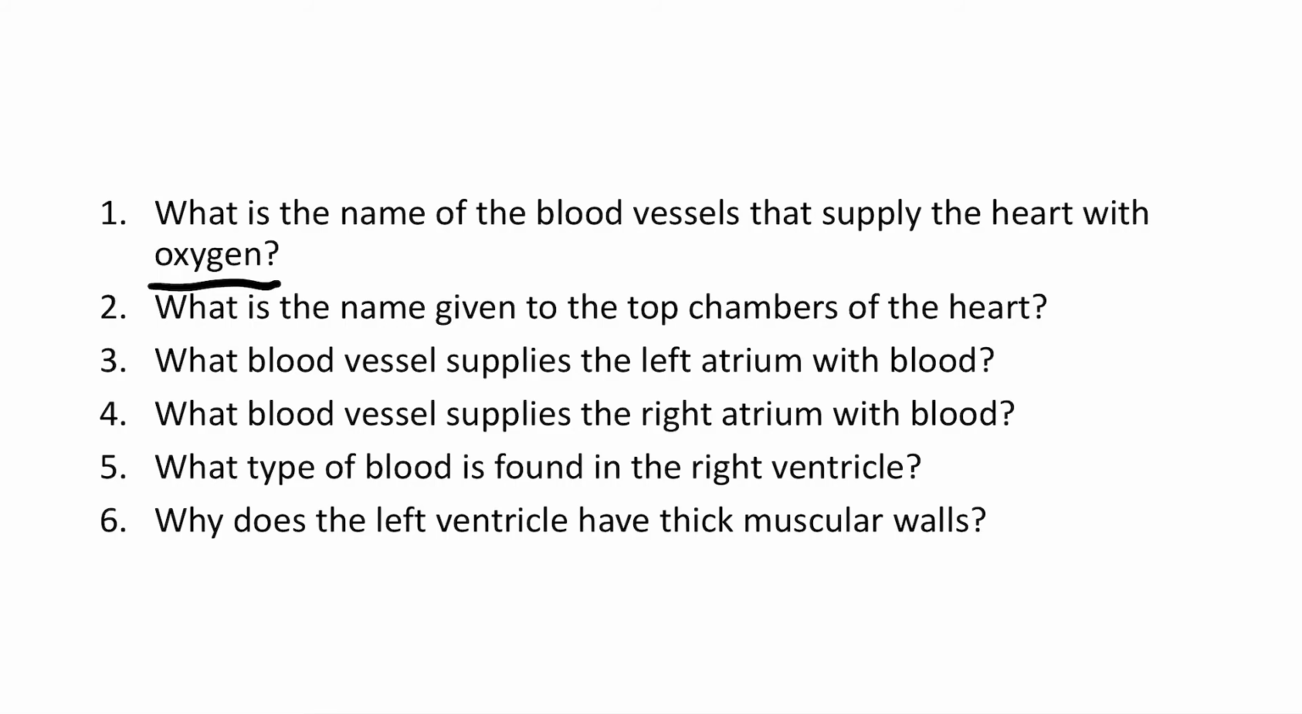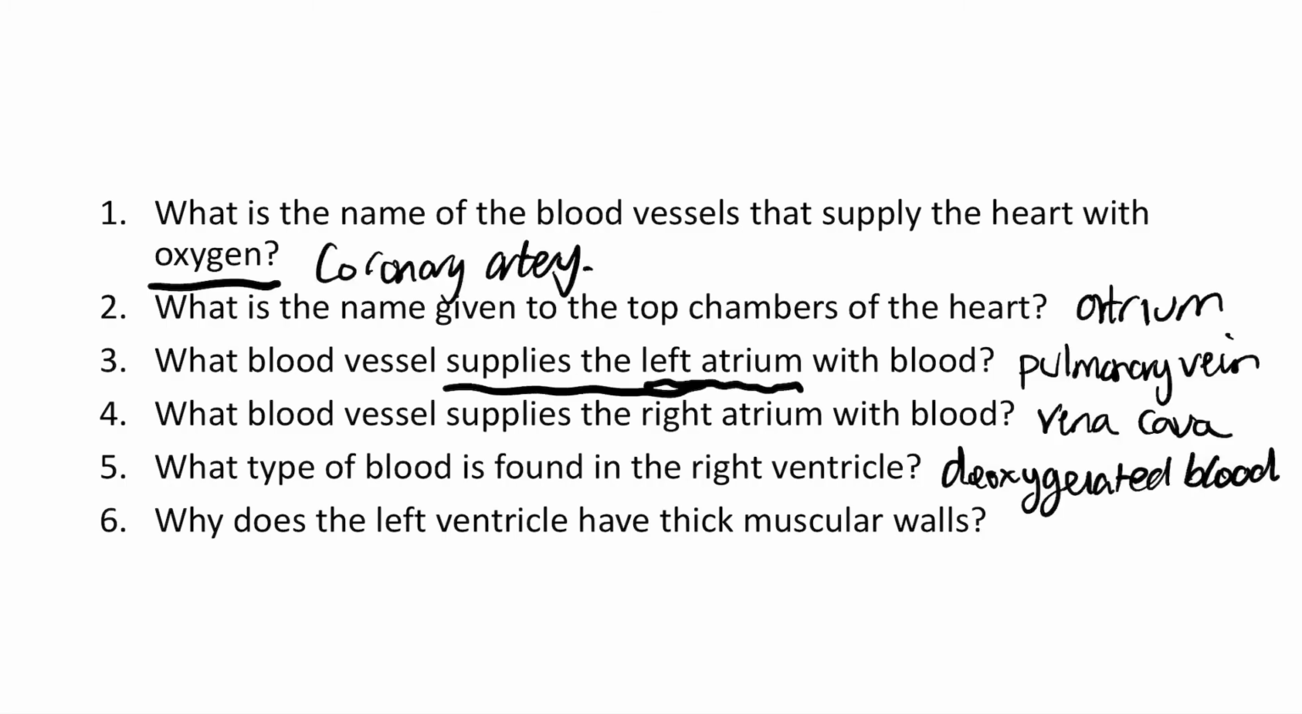What blood vessel supplies the right atrium with blood? Well, that's coming from the body, and therefore it's the vena cava. What type of blood is found in the right ventricle? Well, the blood has just come from the body, therefore it doesn't have the oxygen because it's given the oxygen to the body, so that is deoxygenated blood.